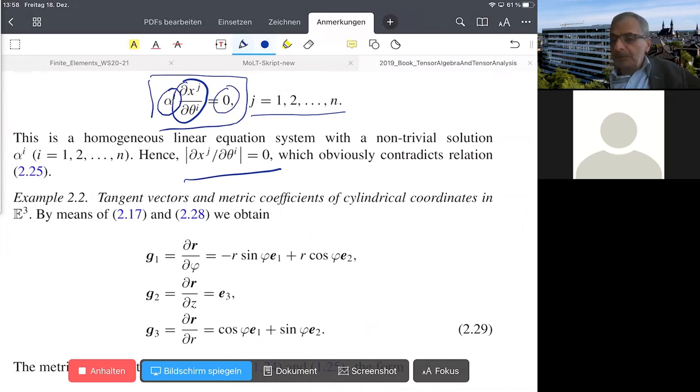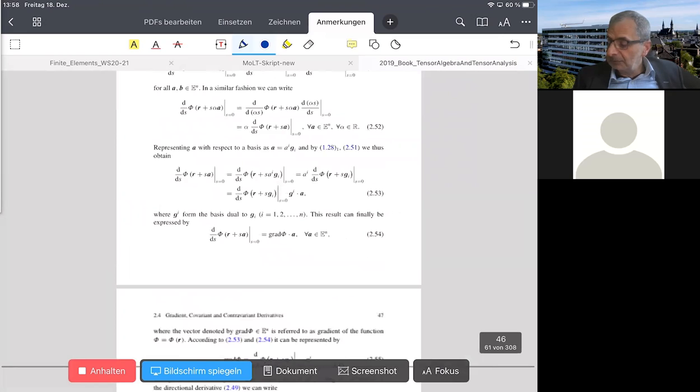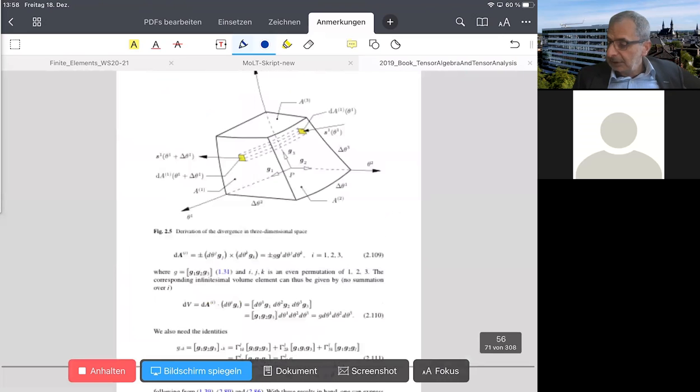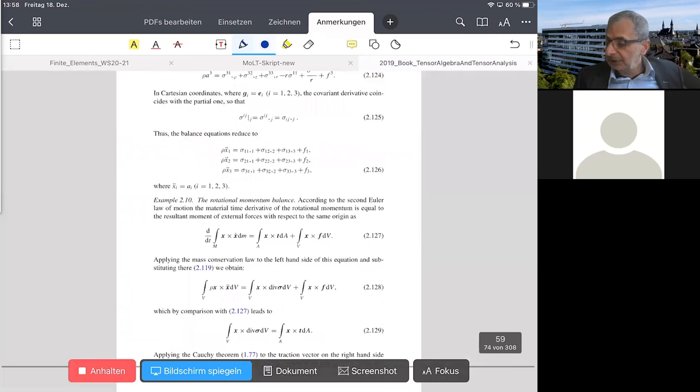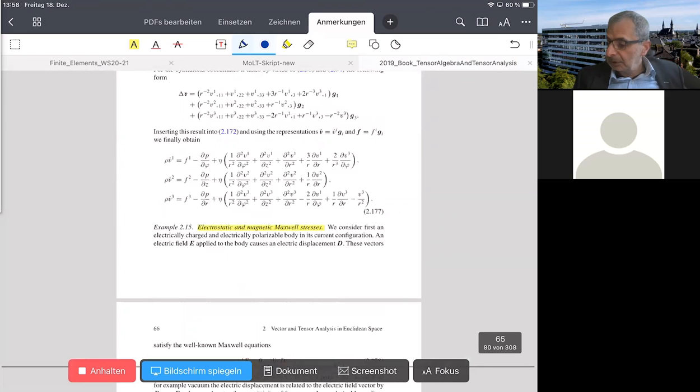Okay. I think it's enough for today. What we will do next, you see already, is calculate tangent vectors and dual vectors for the cylindrical coordinates. But I would like to give you an additional exercise with spherical coordinates. Spherical coordinates are also very, very important. Let me show you this exercise, and then we stop here.